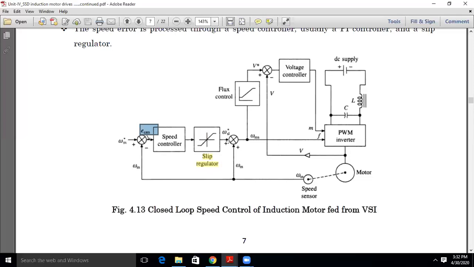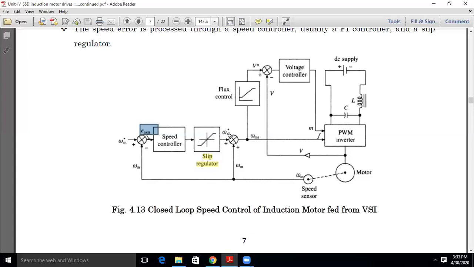Here we are having S into ws. Now the S value is very less. We know that whatever the S value is, it is very less. So WS multiplied by it again gives a small value. So this is the slip speed, that is omega s star, and this value of speed needs to be adjusted.